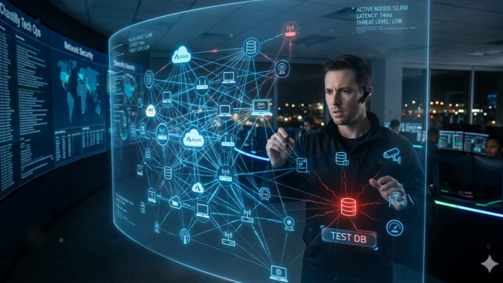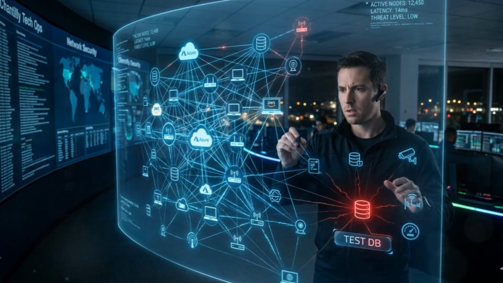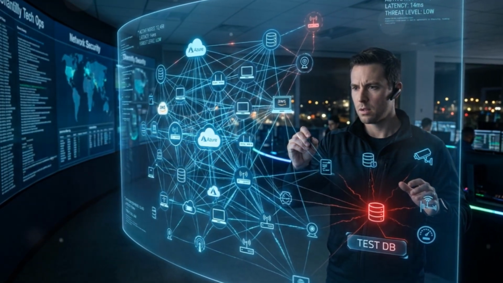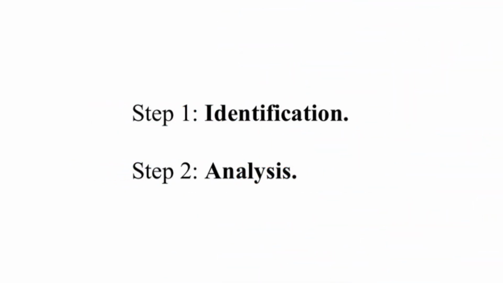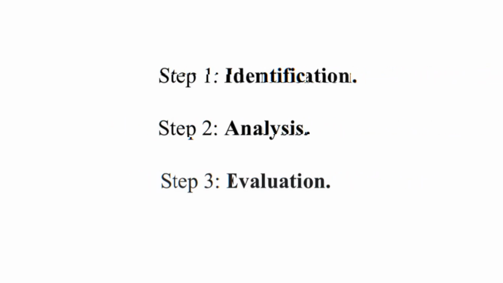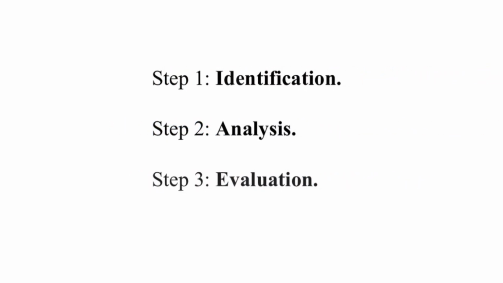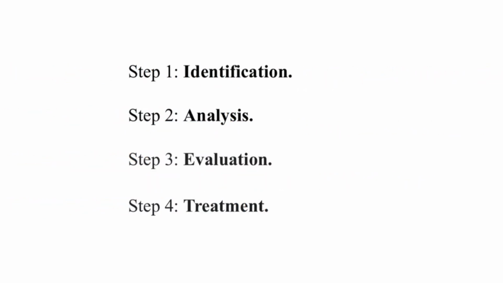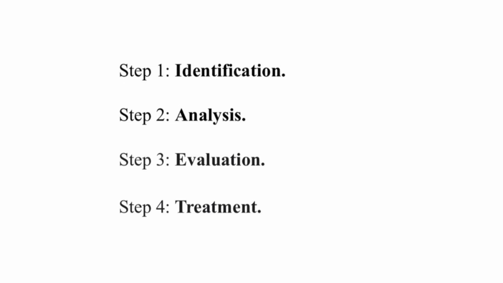Step 1. Identification. You can't protect what you don't know exists. Catalog your assets from cloud servers to that one test database you forgot about. Step 2. Analysis. How likely is an attack? Step 3. Evaluation. If this goes down, does the business die? Step 4. Treatment. Do you fix it, avoid it, or just accept the risk?